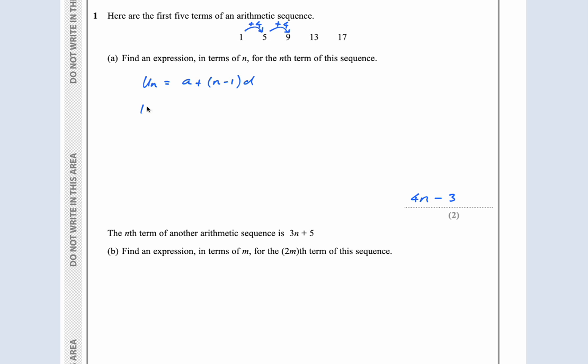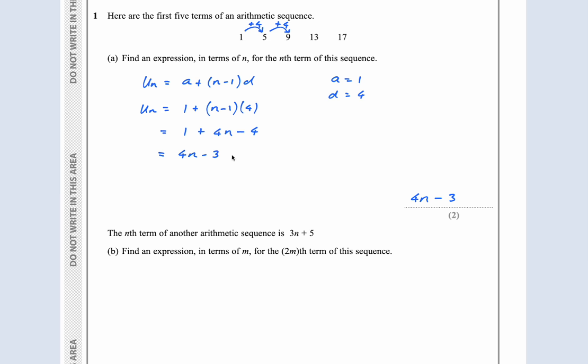Then u of n is equal to, a is the first term, it's 1, d is 4, and n is just n, because we're trying to get the nth term. So I just sub in 1 plus (n minus 1) times d, which is 4. Be careful when you multiply these out. It's 1 plus 4 times n is 4n. 4 times negative 1 is minus 4. And you're left with 4n minus 3.